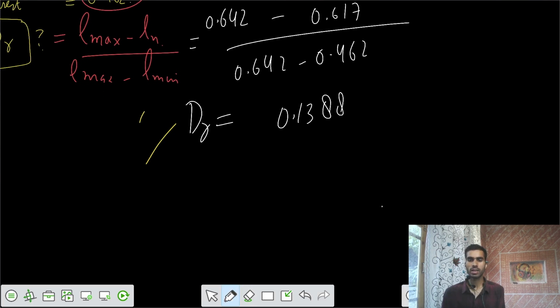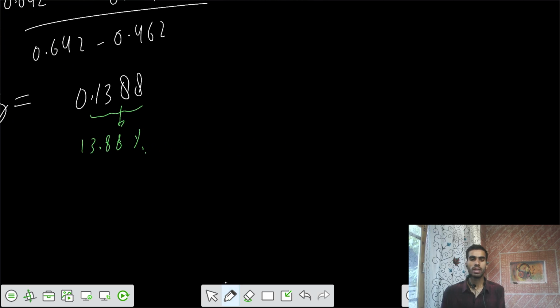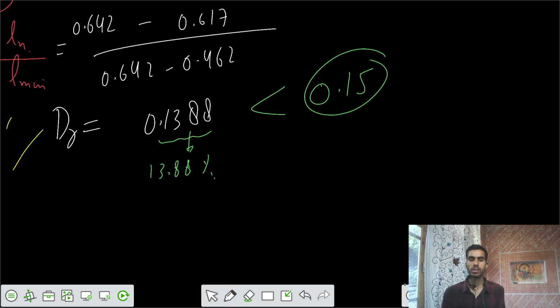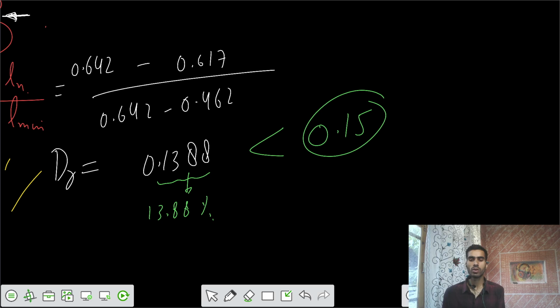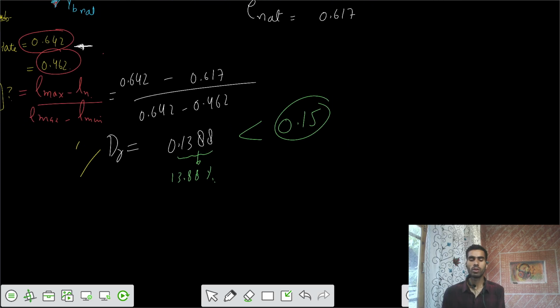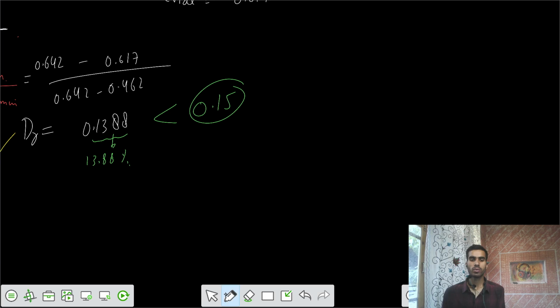Can you say that this is less than 15%? So we can say this is also 13.88%. Or we can write Dr is less than 0.15. We have the classification of the soil based on the value of Dr. So we can say that this soil is very loose.